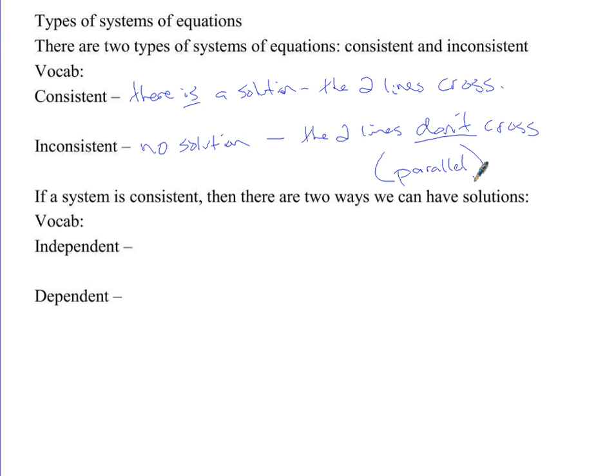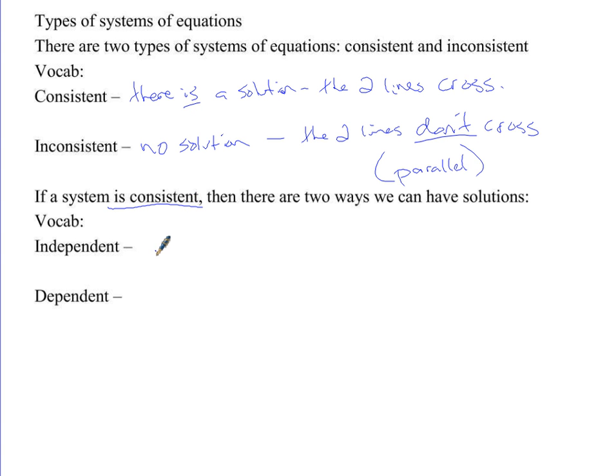Consistent, inconsistent. Which one sounds better, consistent or inconsistent? Consistent. So if we're trying to find a solution, the one that sounds better, consistent, is the one that has a solution. The inconsistent one doesn't. Okay, now if a system is consistent, then there's two ways that we can have a consistent situation where we have solutions. So because it's consistent, there's solutions.